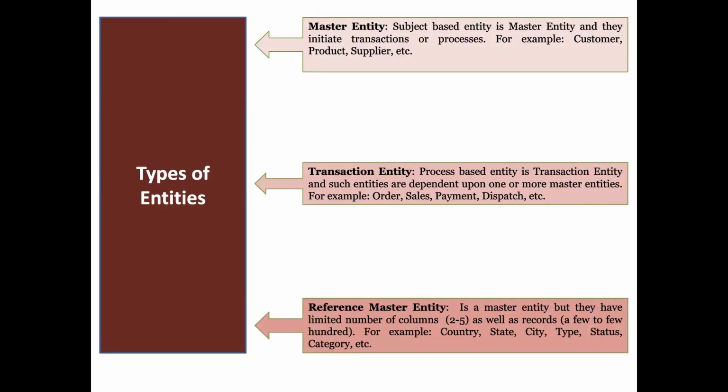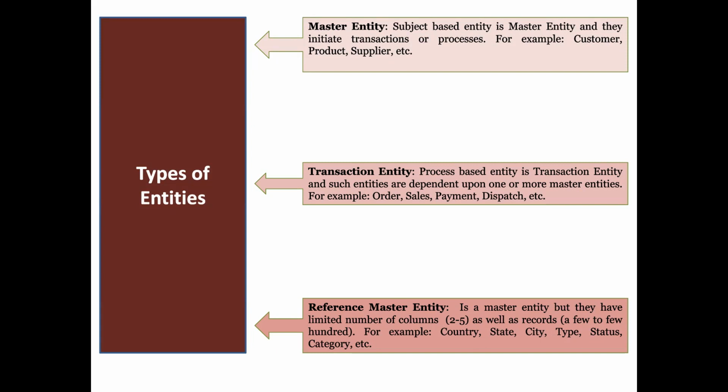Then yesterday we discussed these entities: master entity, transaction entity, and reference master entity. Yesterday, I mean last time, we saw this. Master entities are those entities which initiate the process directly. It means their association with the process is direct. Reference master entities are those which are related to other master entities. They are not directly linked with the process, so they are not responsible for initiating the process directly. You can refer to them as passive entities also.